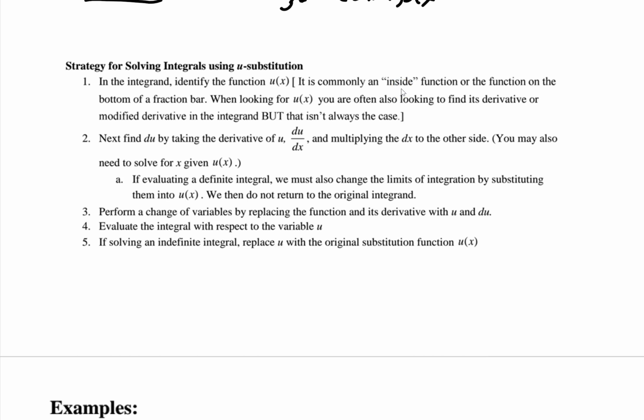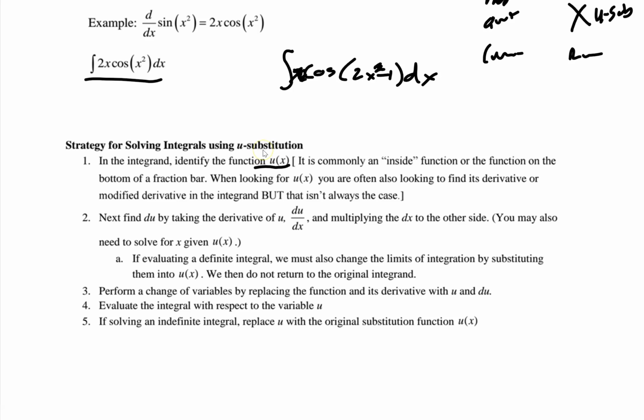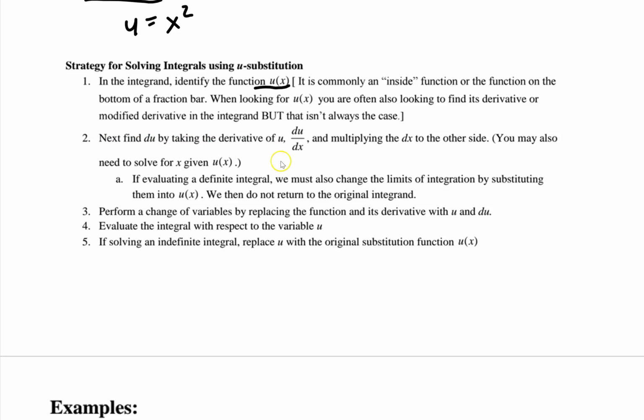So first, we got to identify what the U is. That's the inside function most of the time. Not always. We'll talk about some fractions where it's the numerator or denominator. Most of the time, though, it's an inside function. So if we're looking at this one, my U here would just be the inside function, which would be x squared. So next step, find the du, taking the derivative of U.